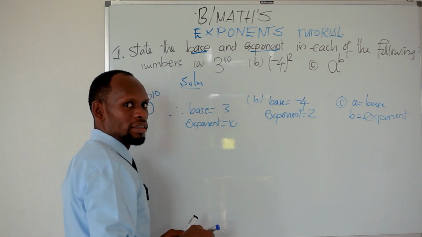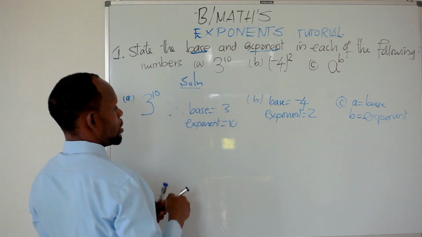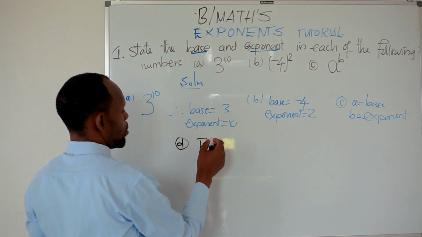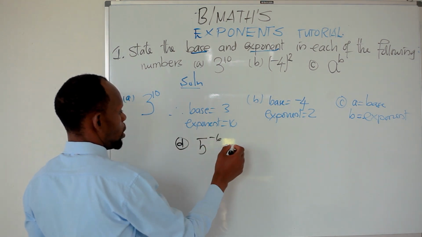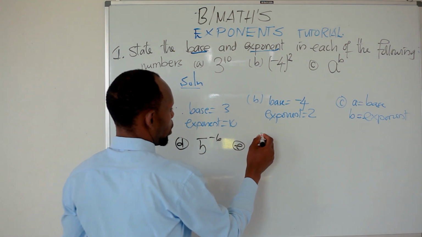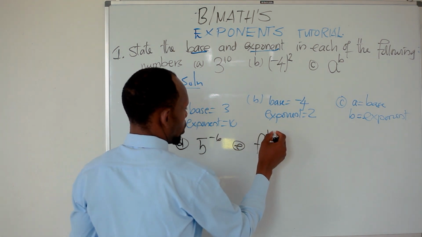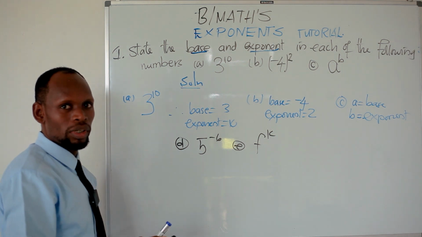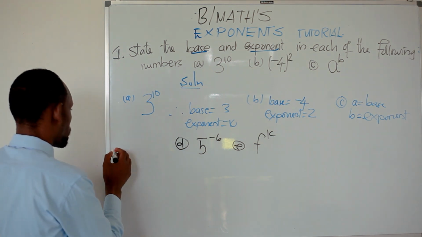Can you try this? D, you are given 5 power negative 6, and E, you are given F power K. Which is the exponent and which is the base among these? Question number 2.